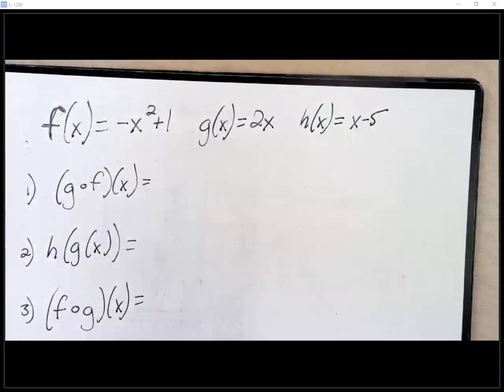The notation in number 2, again, I'm always starting with the function that's closest to the x, and I'm going to work my way out. So you're going to take that g function and you're going to put it into the h.